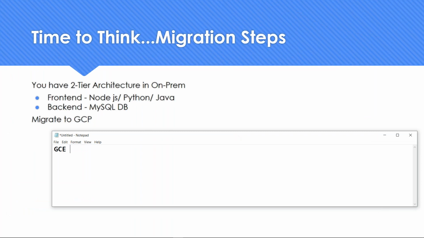So GCE for your front end and GCE again for your back end. One product fulfilling everything. So here I am going to provision my MySQL instance. Here I'll install, basically it's not a real migration, but what I do is I recreate the entire environment, install Node or whatever it is, Python, get the code, deploy it.